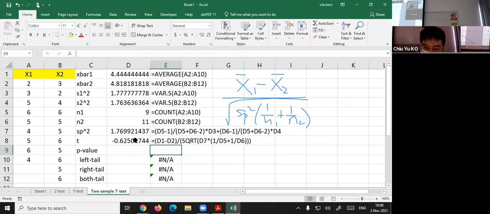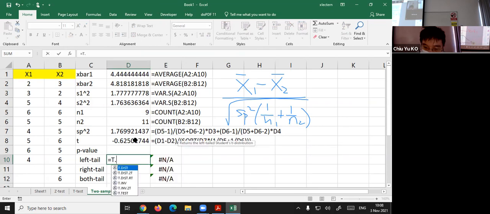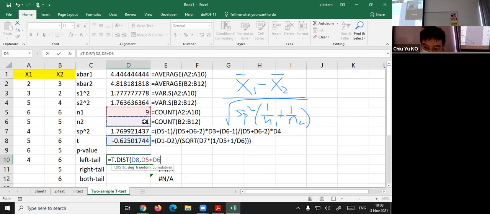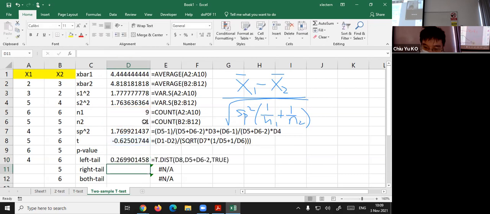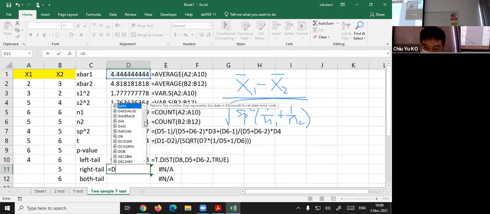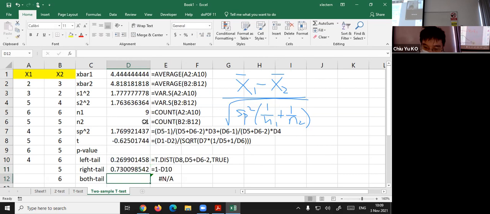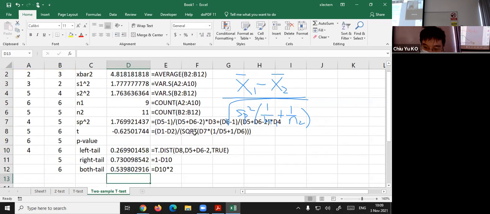And what's the p-value? That is simple. Left tail is just T.DIST of this guy. Degree of freedom is n1 plus n2 minus 2. And the right tail, if you want to be lazy, you just take 1 minus the left side. And both tail will be just this times 2.